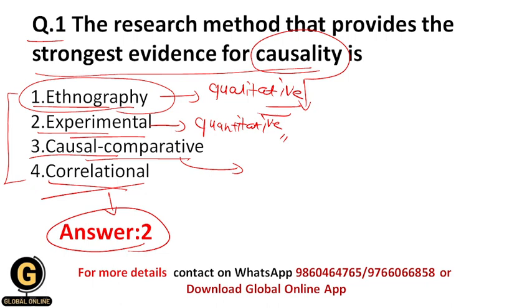And that's why, students, in an experimental study, the researcher manipulates the independent variable and controls for all other variables that could influence the outcome, and it allows for the establishment of a cause and effect relationship between independent and dependent variables. So because of all these characteristic features of the experimental research method, it provides us the strongest evidence for causality.